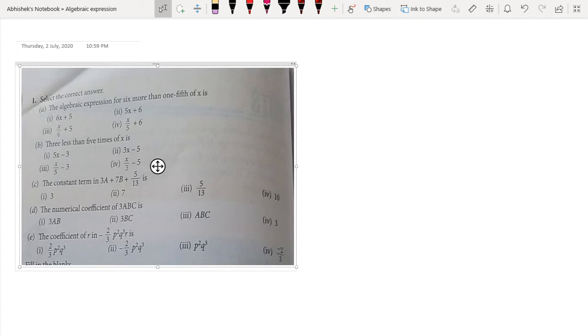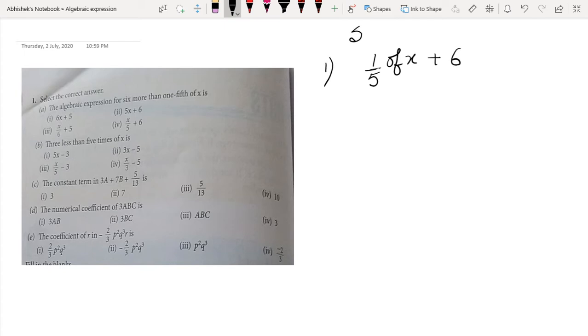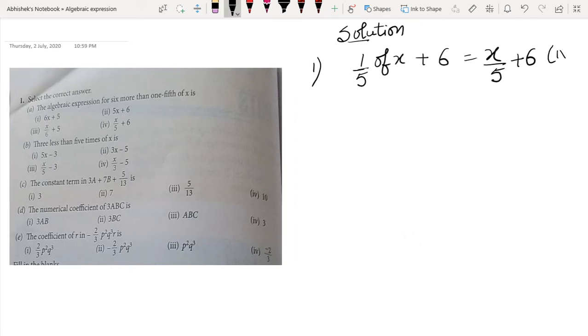So here it is written 1/5 of x. How can we write 1/5 of x? We have four options, so we can observe the options also. 1/5 of x is x by 5. So 6 more than 1/5 of x is x by 5 plus 6. Option 4.